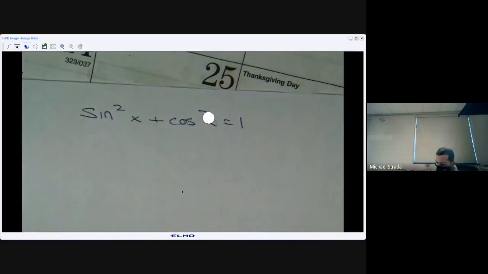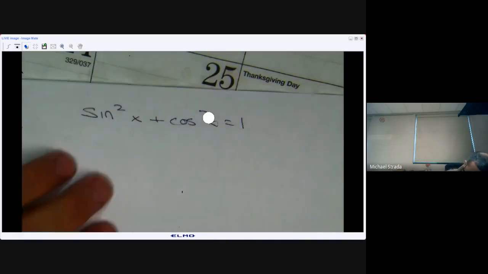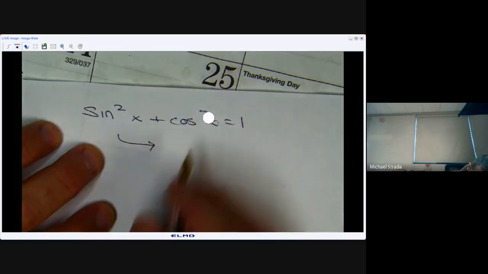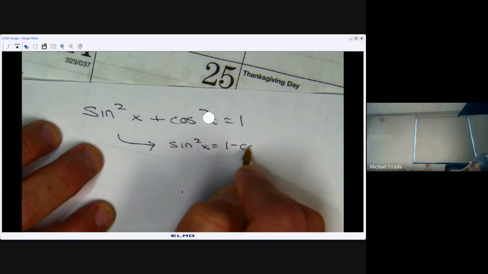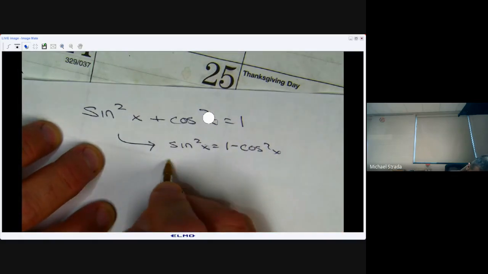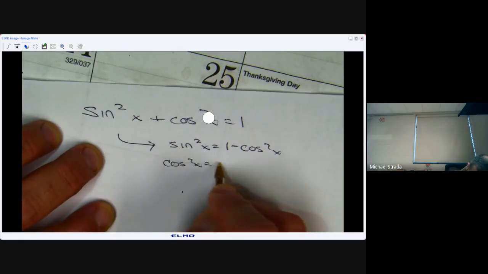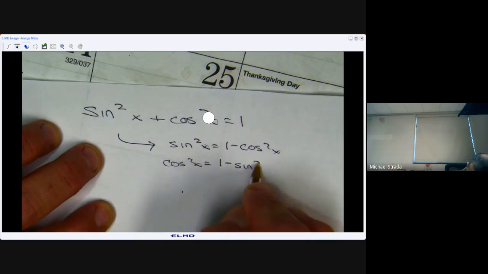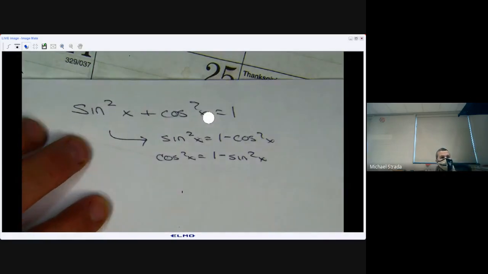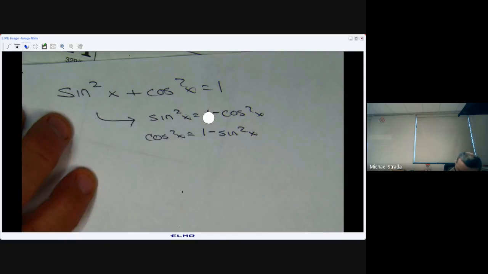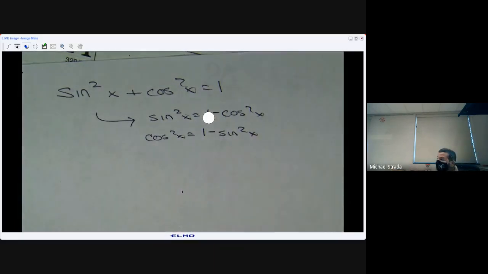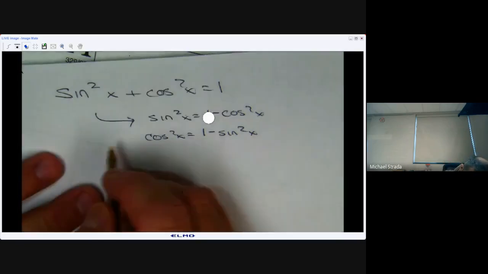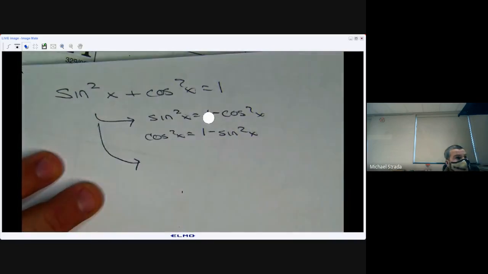Because basically we're simplifying. We're trying to make things smaller rather than trying to evaluate expressions. So in other words, this can show up like this: sine squared x equals 1 minus cosine squared x, and cosine squared x equals 1 minus sine squared x. So when you see an expression 1 minus cosine squared x, it equals sine squared x.